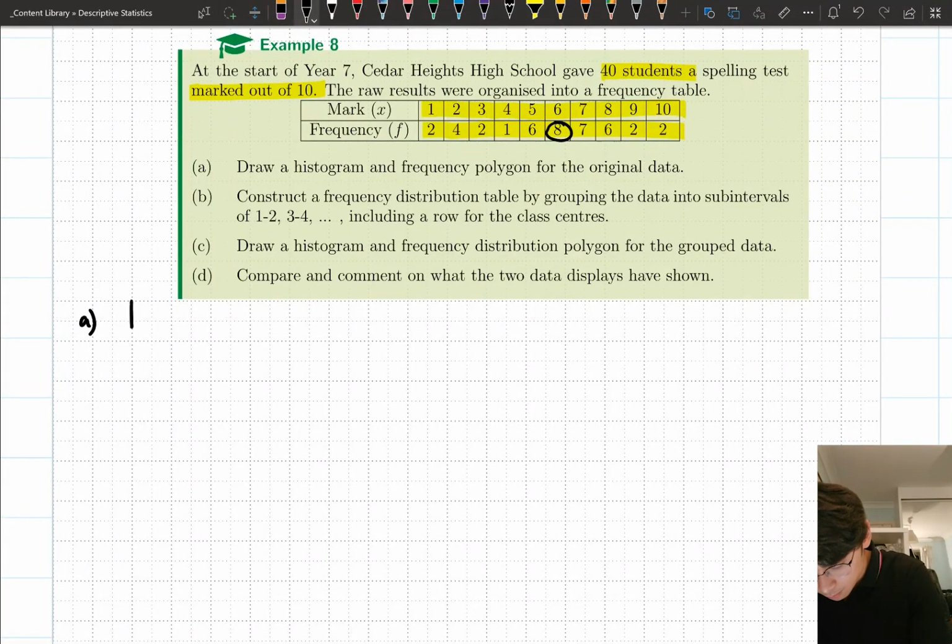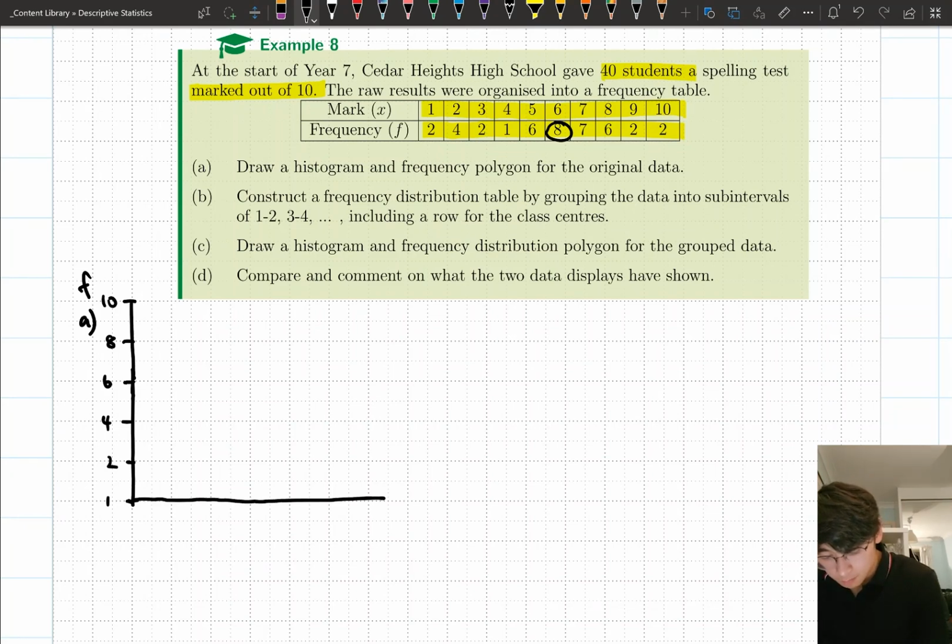So here I'm going to go, let's actually make it go up to 10 so I have a little bit of room to work with. So 6, 4, 2, 1. So that's our frequency. And then our scores are at the bottom.